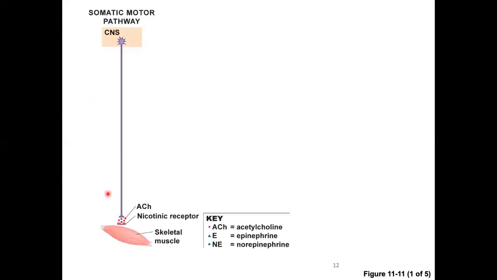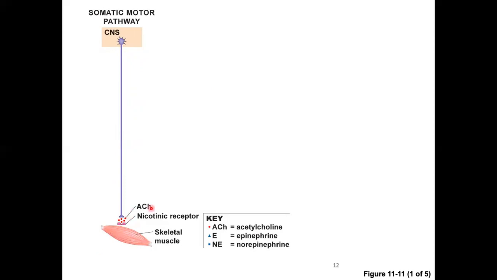So here's an example of the somatic nervous system. The cell body originates in the central nervous system in the middle of your brain, and then the axon goes out and connects with skeletal muscle. Notice that this somatic nerve releases acetylcholine, and it's actually going to bind to a receptor called a nicotinic cholinergic receptor. And the spelling of that is in a subsequent slide.